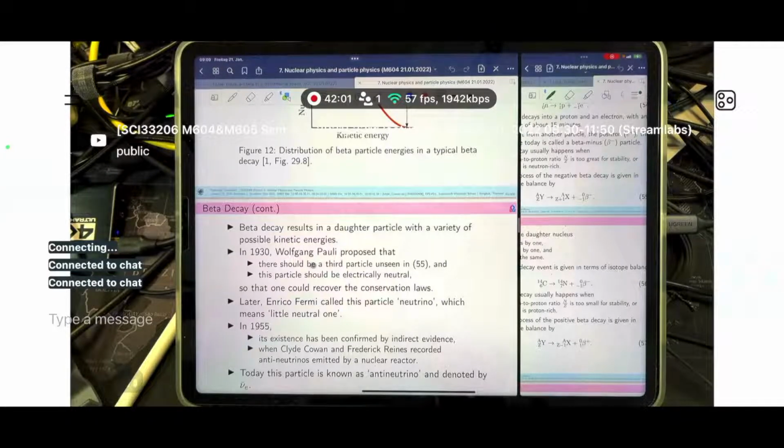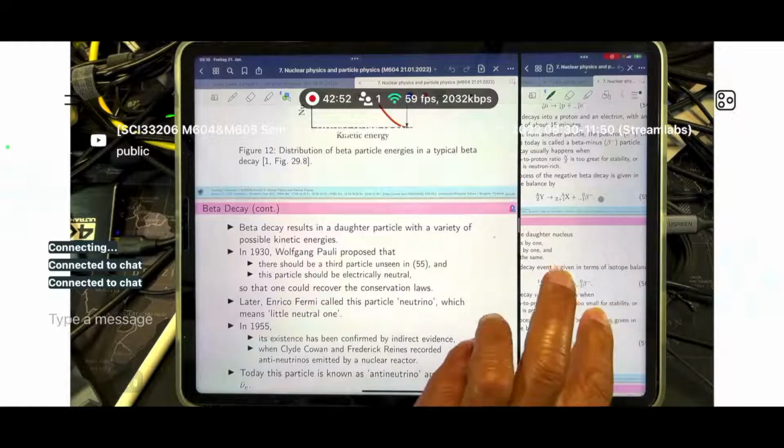And once these two big persons suggested this, approximately 20 years later, some people tried to observe this, and they found it in a nuclear reactor process. A nuclear reactor is a device to change the nuclei of big atoms. Those two researchers, Clyde Cowan and Frederick Reines, recorded the antineutrino, which is the particle missing here, in 1955.